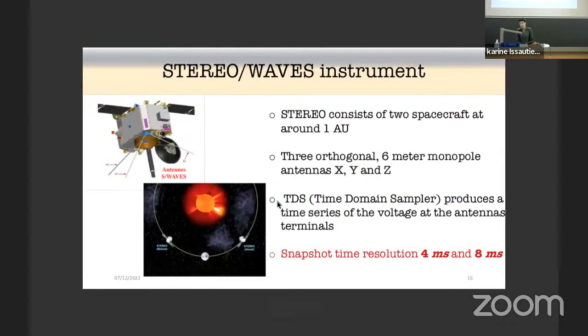And since we had the model, we wanted to find a way to test it on real data. The decision was to do it on STEREO. STEREO is orbiting at 1 AU. There are 3 orthogonal 6 meter long antennas, working in monopole mode, which is really good for our model. So we can use the data from the time domain sampler, which are snapshots with a resolution of 4 milliseconds or 8 milliseconds.